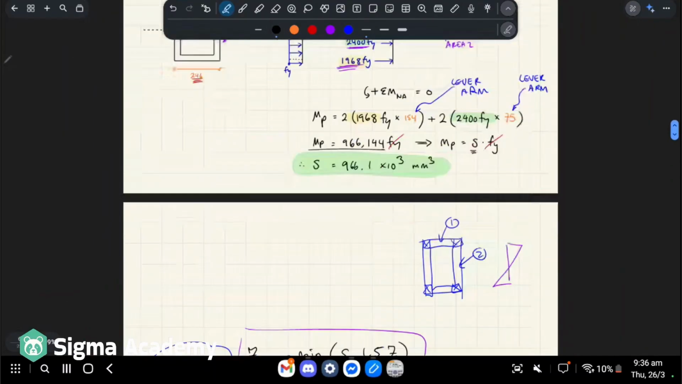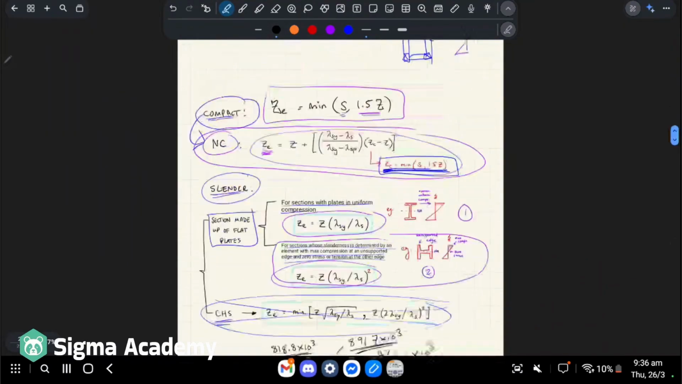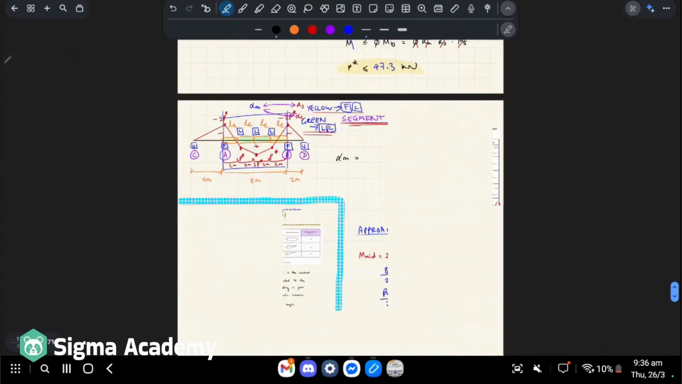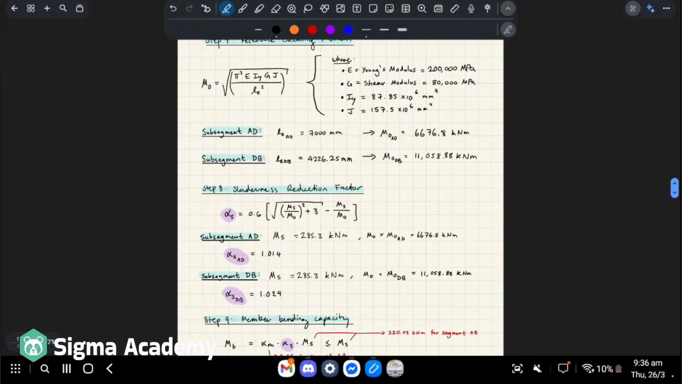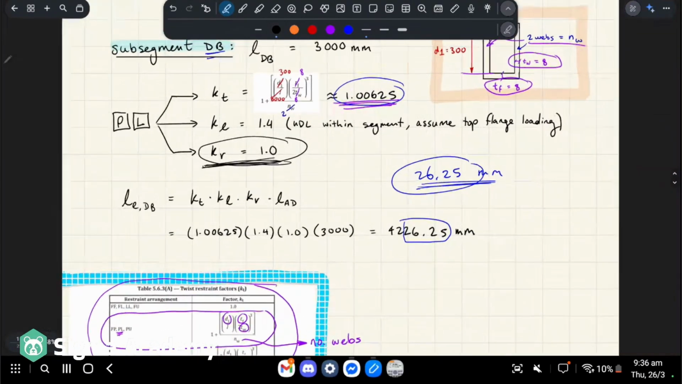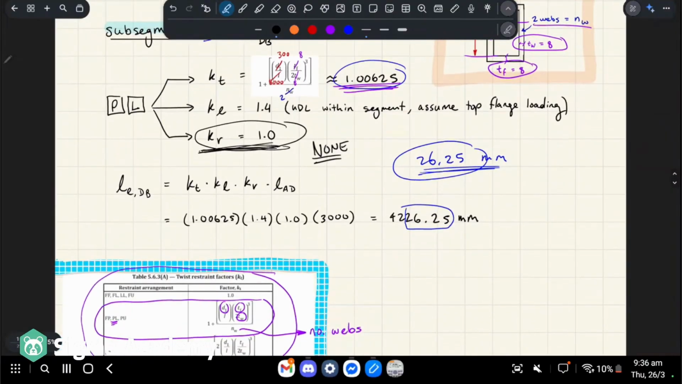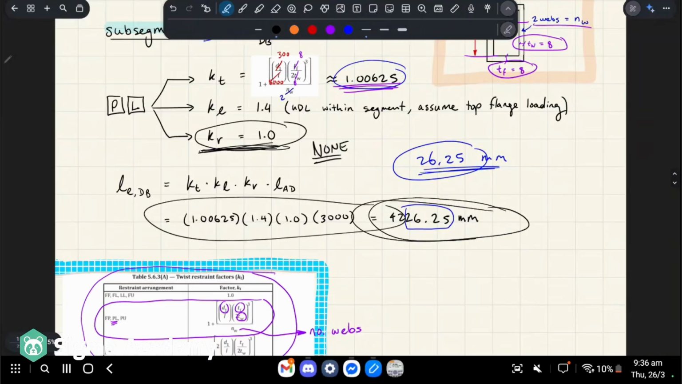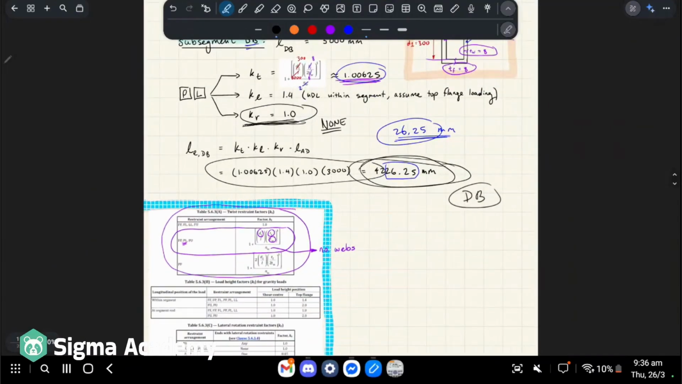And basically in our question we said, assume there's no out of plane rotational restraint, which is talking about this value here. All right, if you look at the table, we followed the non-restraints, right? Okay, you multiply everything together, you find this is our effective length. So this is from A to D, this is from D to B. Okay, so we're comparing these two.